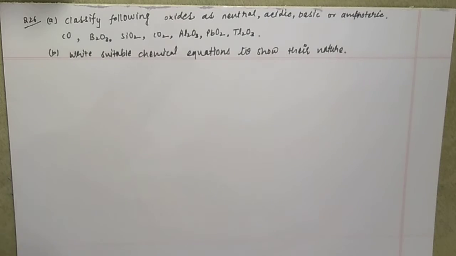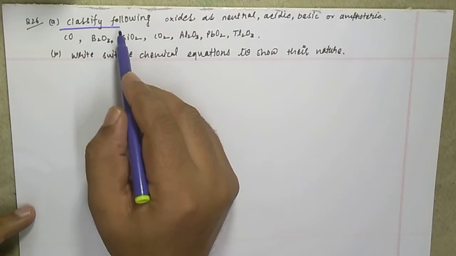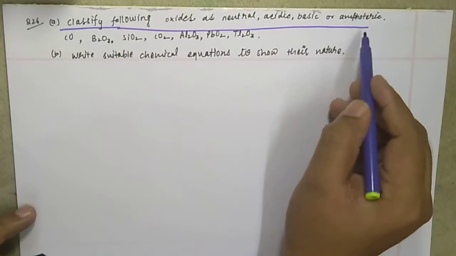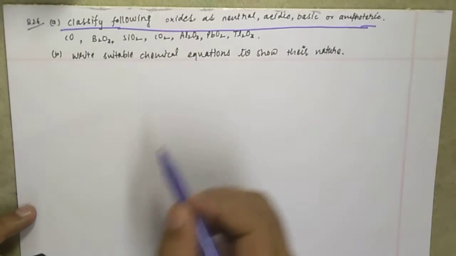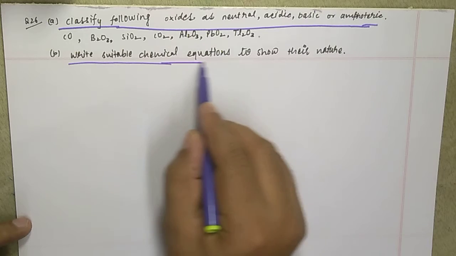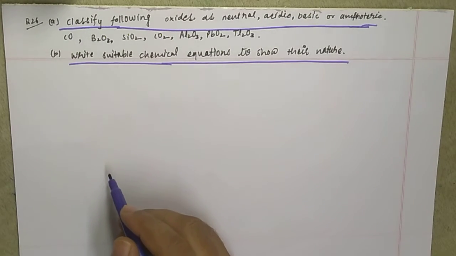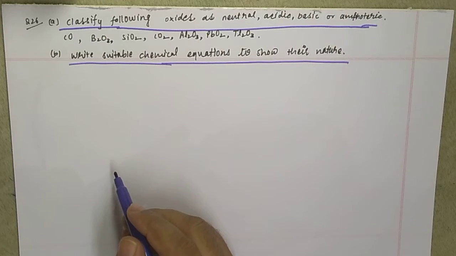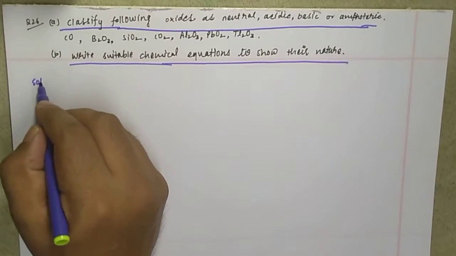What the question is saying: classify the following oxides as neutral, acidic, basic and amphoteric. And then write a suitable chemical equation to show their nature. If they are acidic, we have to show that they are acidic with the help of equations. Now let us solve the question one by one.